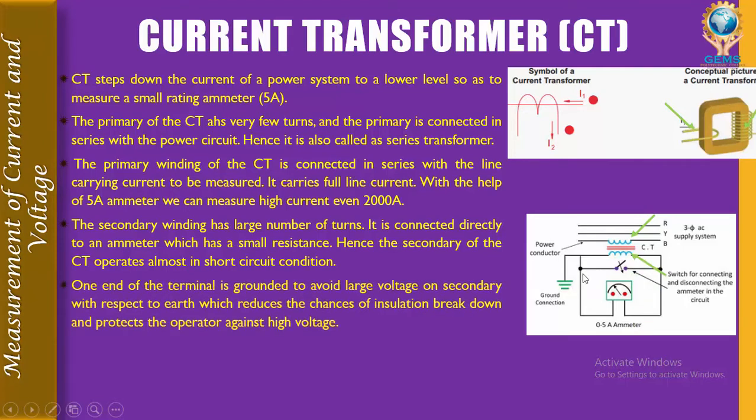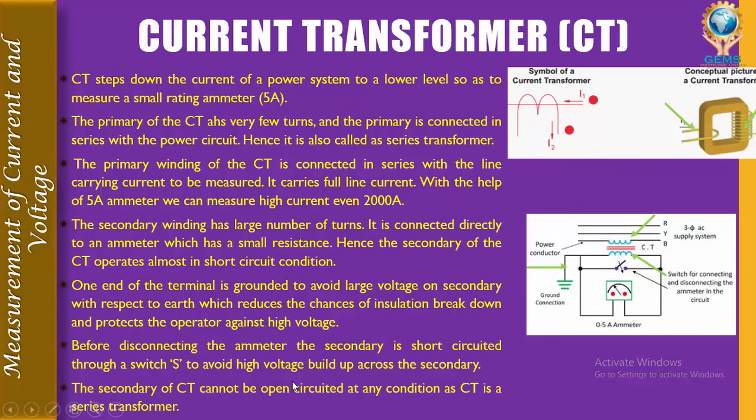And as we see in the diagram, one end of the terminal is grounded to avoid large voltage on the secondary with respect to earth, which reduces the chances of insulation breakdown and protects the operator against high voltage. Before disconnecting the ammeter, the secondary is short circuited through a switch S to avoid high voltage buildup across the secondary. As already seen, the current transformer is a series transformer, so it is a must. It has to be in a closed circuit mode when the ammeter is disconnected from the secondary winding.